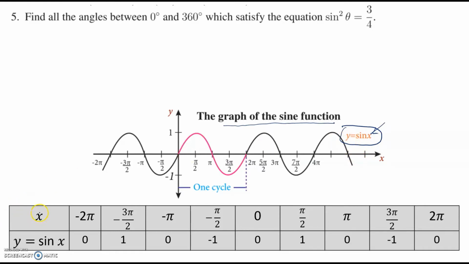For example, let's come here. If your x is equal to −2π, then your corresponding y value, which is sin(−2π), will be sin(−360°), and that will be 0. So we mark this point 0. Then −270°, which is −3π by 2, if the angle is that, then your y will be equal to 1, which is here. Similarly, −π will be 0, and −π by 2 will be −1, and 0 will be 0, π by 2 will be 1, and π will be again 0, then 3π by 2 will be −1, which is here, and 2π will be 0, which is here.